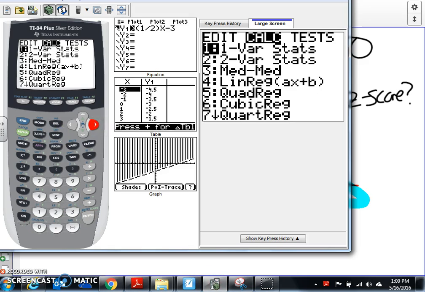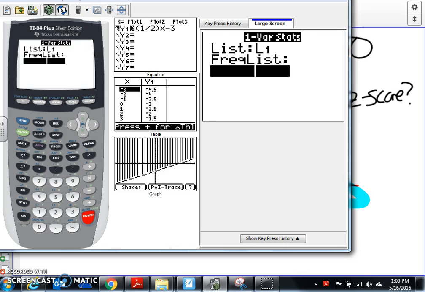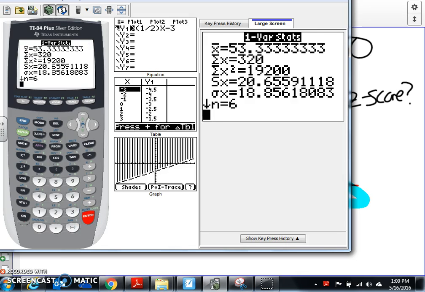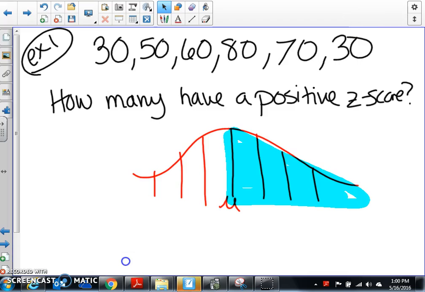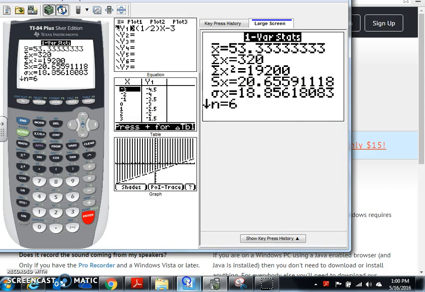Okay, stat over, one variable statistics. So our mean is 53.33. And then our standard deviation is 18.86.